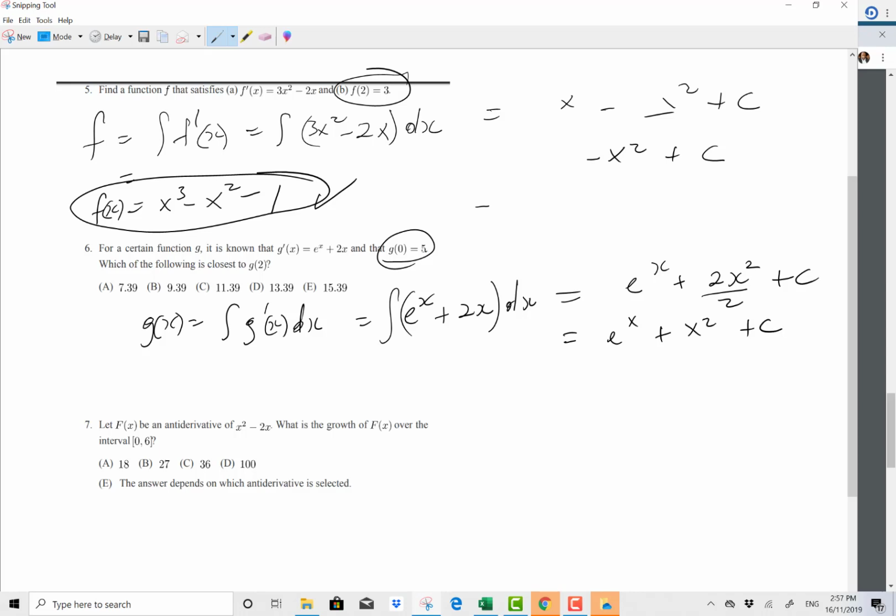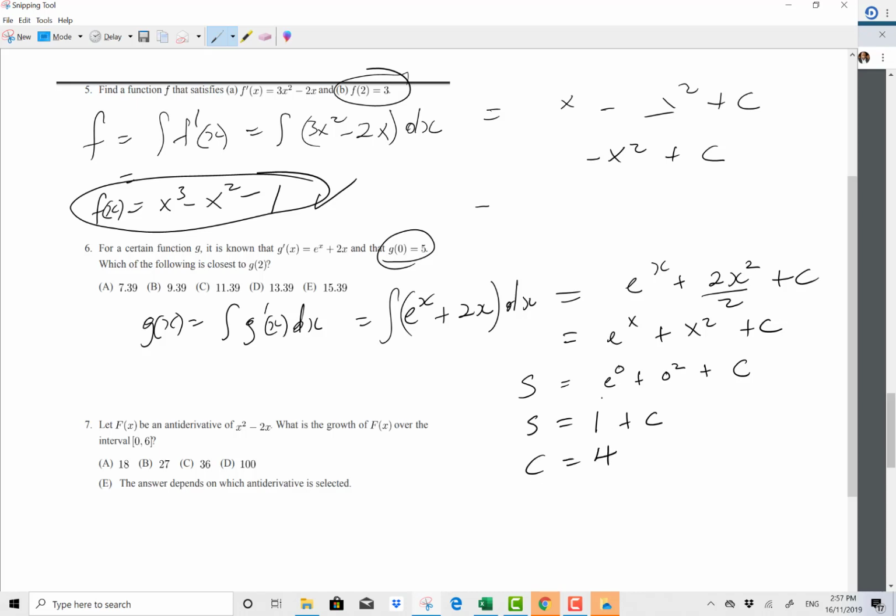Now, they told us that g of 0 is equal to 5, so I can figure out what c is, because this is now my g of x. To figure out what c is, I'm going to plug in 0. If I plug in 0 right here, I'm going to get e to the 0 plus 0 squared plus c, and that's going to be equal to 5. Now e to the 0 is 1, so this is going to be 5 equal to 1 plus c, so c is then going to be equal to 4.